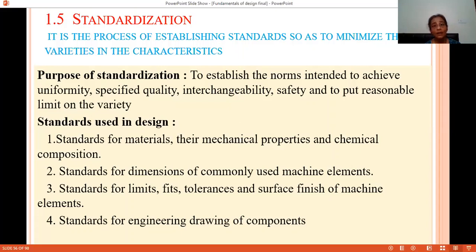Then there are standards for mechanical properties. If I am writing BHN 300, that means it is a Brinell hardness number. Similar to that, there are other mechanical or other properties also that will be uniformly accepted everywhere. So those are standards for mechanical properties.